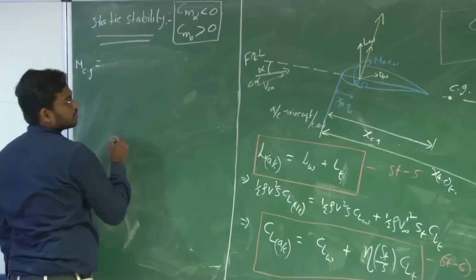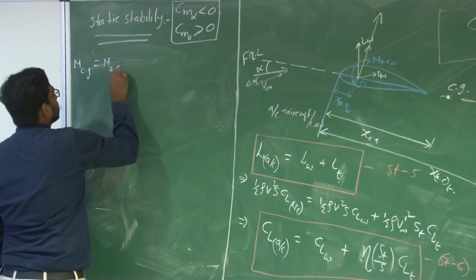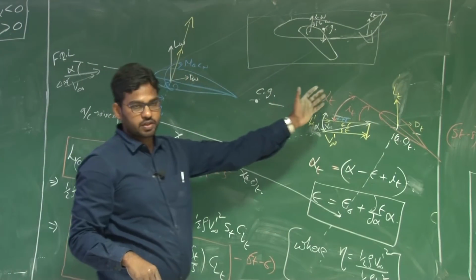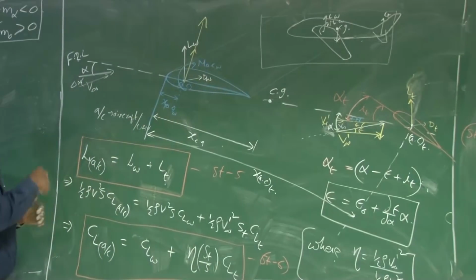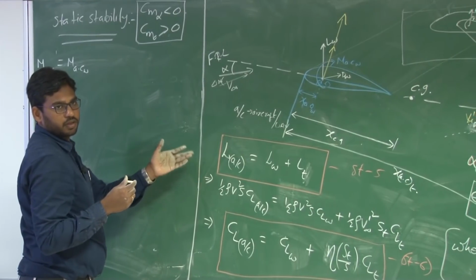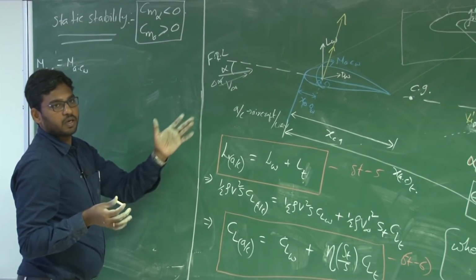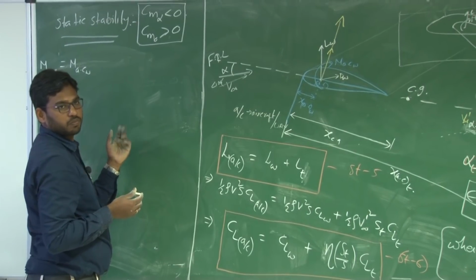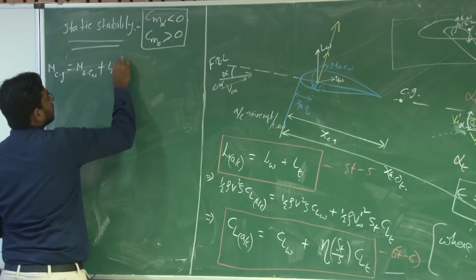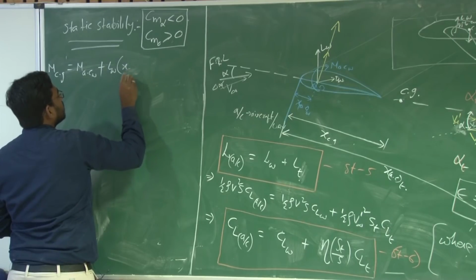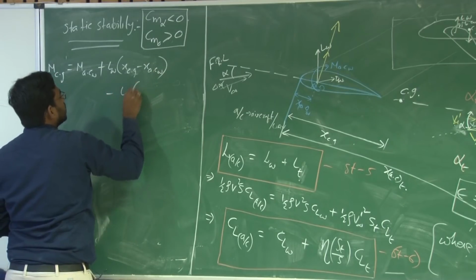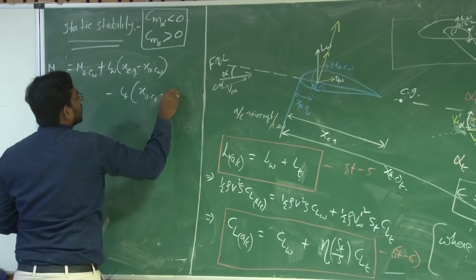Now, moment about CG is moment about the aerodynamic center of wing. Let us consider only the lift components, and cos alpha. In either case, the change in alpha is small, so let us consider only the lift directly. The end result will have the same components, like cos alpha being considered as 1, and lift will be the corresponding contributor for pitching moment. So Cm about AC plus L of wing into XCG minus XAC of wing, minus L of T into XAC of tail minus XCG.